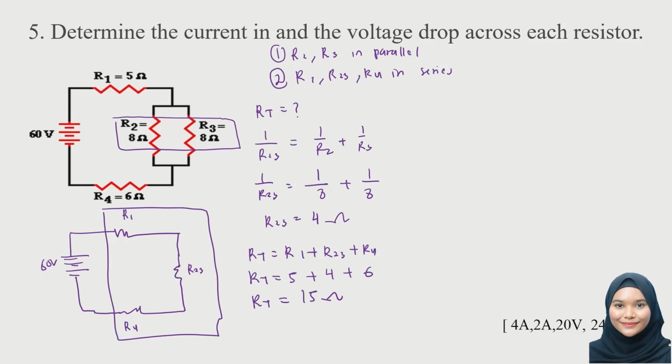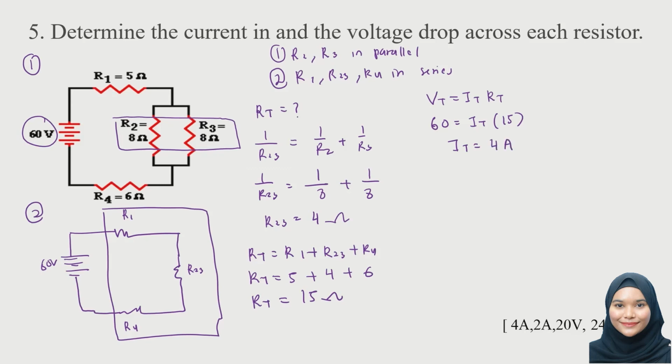Alright, from here we know this is a series circuit. So I'll label this diagram as 1 and 2. So this is a series circuit. So when this is a series circuit, it means we will have the same current. So we can look for the total current first. So we can use Ohm's law. Total voltage equals total current times total resistance. And we know our total voltage is 60 volt. And we're going to look for the total current, and our total resistance is 15 ohm. So our total current is 4 ampere.